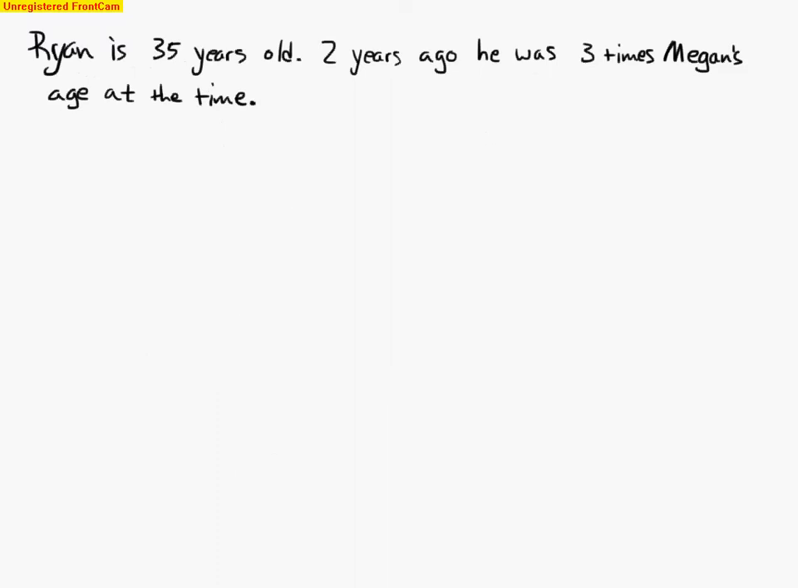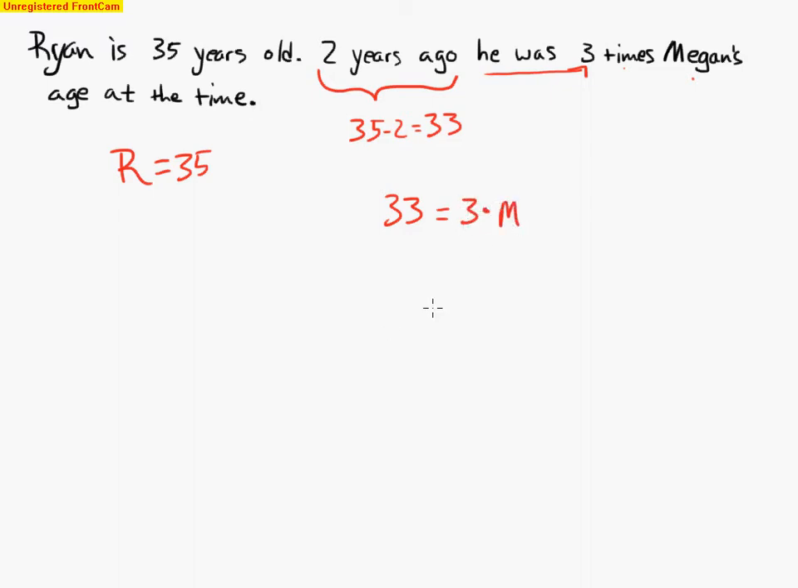Here's another problem that looked exciting. Ryan is 35 years old, so let's just say R equals 35. 2 years ago, he was 3 times Megan's age at the time. So if I take that and I think 2 years ago, wait a minute, how old was Ryan 2 years ago? Well, that would be 35 minus 2, which is 33. So then we know that 33 is 3 times Megan's age. So that means we say that's equal to 3 times Megan's age.